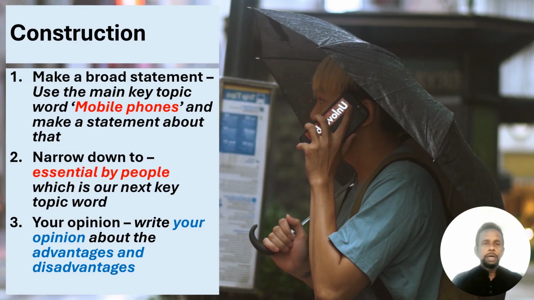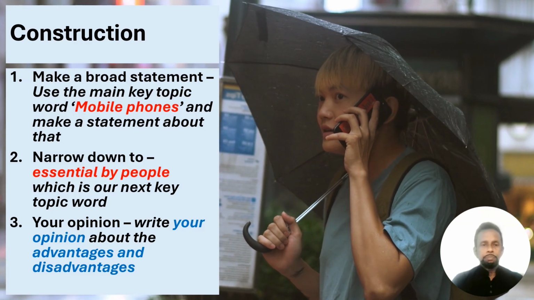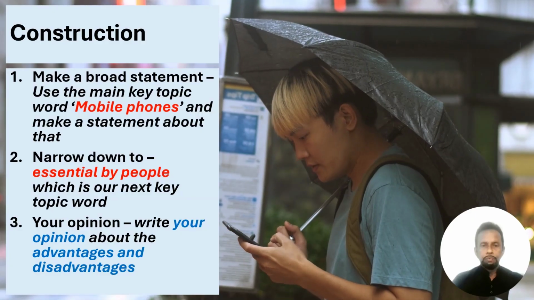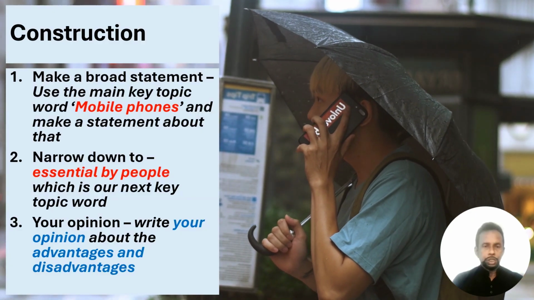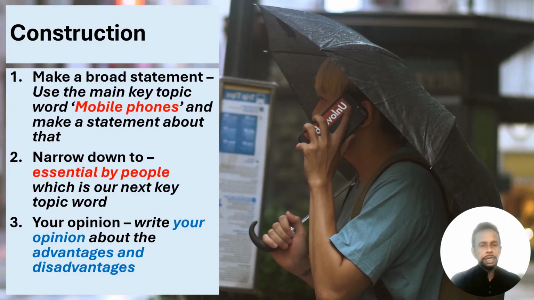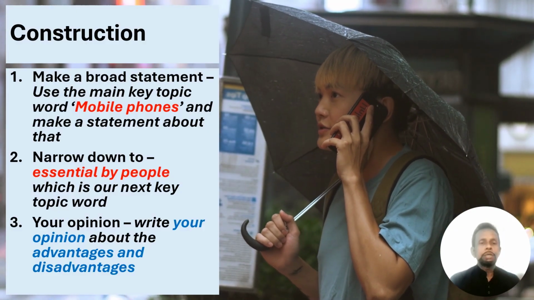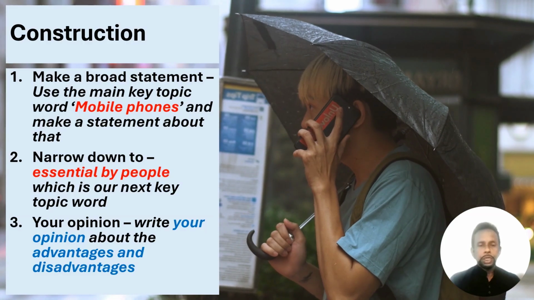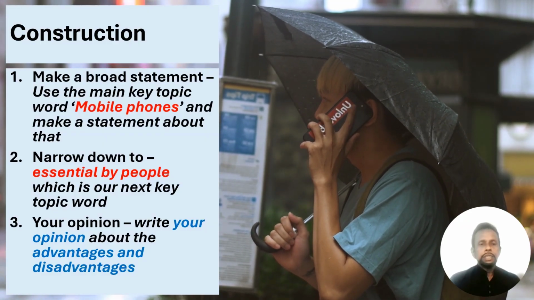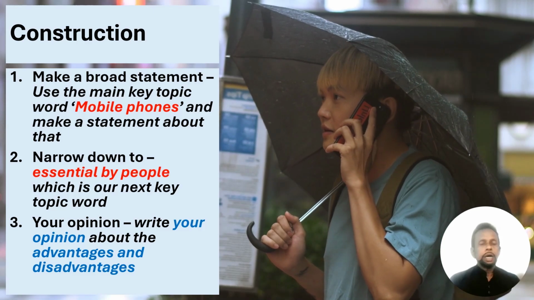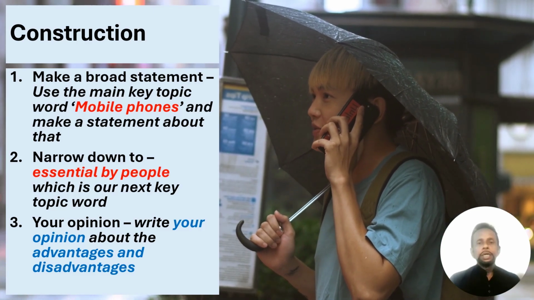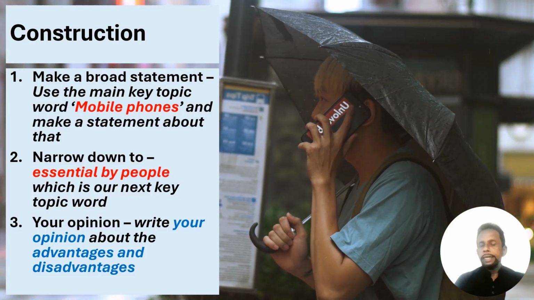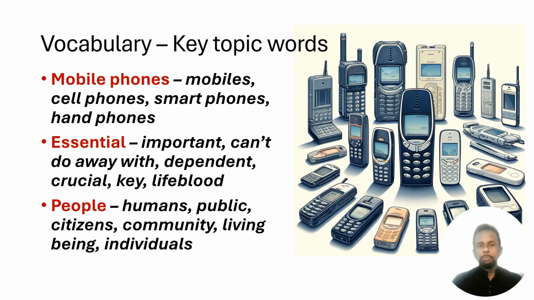Next, let's look at how we are going to construct. Make a broad statement, using the main key topic word, mobile phones. Of course, use different words and then you can make a statement about it. Then the second one, narrow it down. There we have essential by people. Again, you can make a different statement by using different words. Lastly, your opinion. Write your opinion about the advantages and disadvantages. Here you can decide whether you have more disadvantages or more advantages. It's up to you. Let's look at the possible vocabulary.